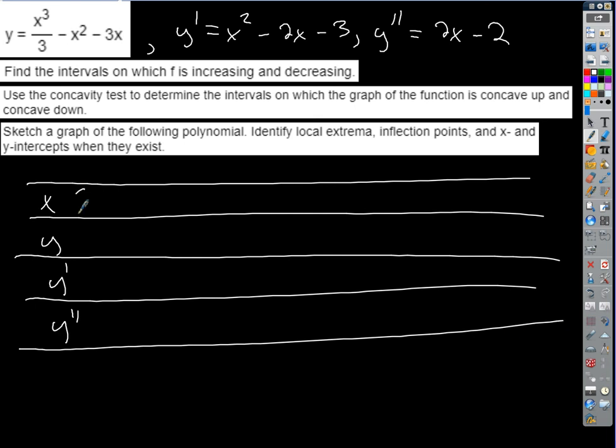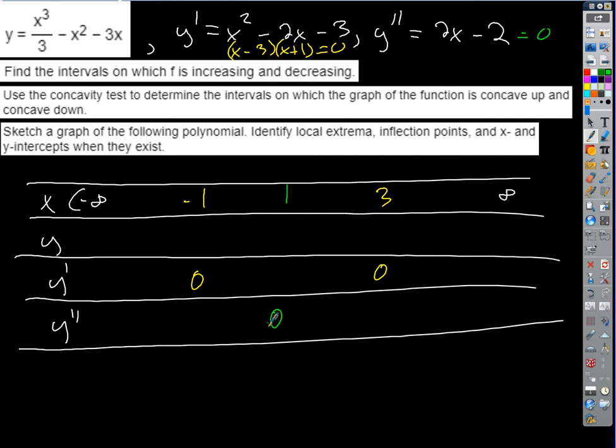So the function's defined everywhere. Where are going to be the zeros of the first derivative? If I set that equal to 0, x squared minus 2x minus 3 equals 0. That's going to factor into what? X minus 3 times x plus 1 equals 0. What do we get? Negative 1 and positive 3. Those are zeros of the first derivative. Zeros of the second derivative. If I set that equal to 0, what do I get? 1.